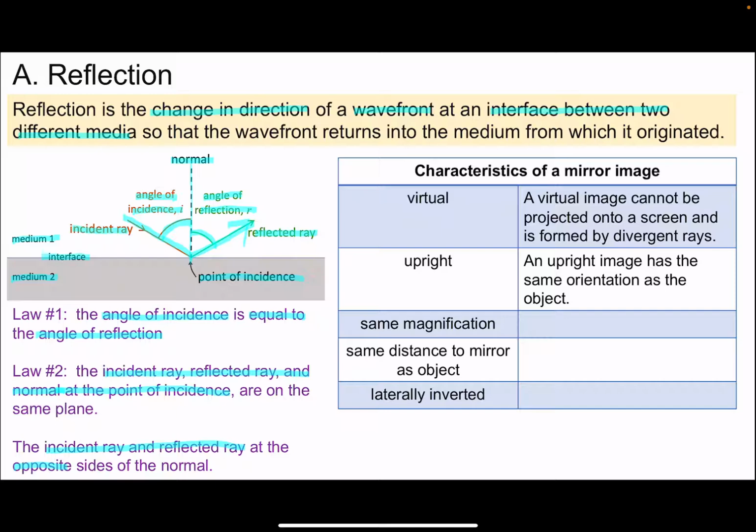In a mirror, you can see an image. Now, the characteristics of that image is that the mirror image is a virtual image. It is upright. It has the same magnification. It has the same distance to the mirror as the object, and it is laterally inverted. Now, what do we mean by a virtual image? A virtual image cannot be projected onto a screen, and it is formed by divergent rays.